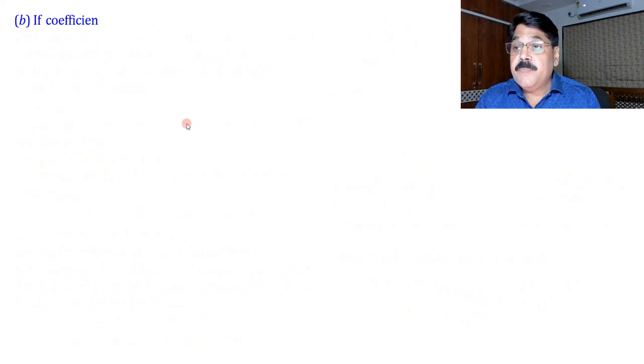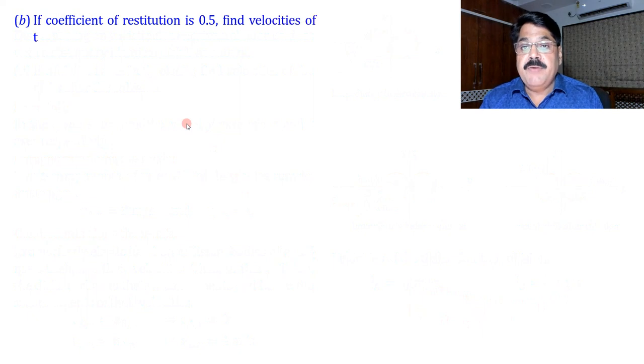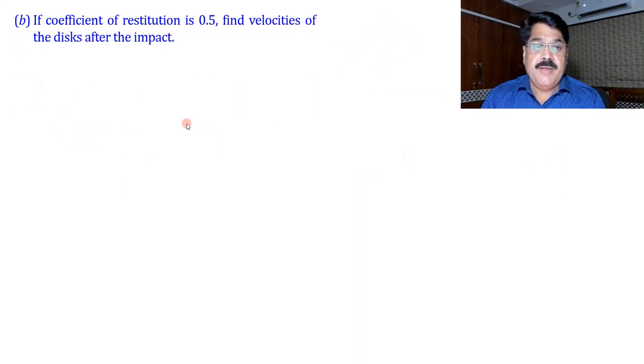In part B, if the coefficient of restitution is 0.5, find velocities of the disk after the impact. Now here in this problem, what we have learned in the previous part is that the t and n components can be analyzed separately. And in this part, the coefficient E has a value other than 1. So we have to make the momentum conservation equation and the coefficient of restitution equation and analyze how we'll solve along the n-axis.